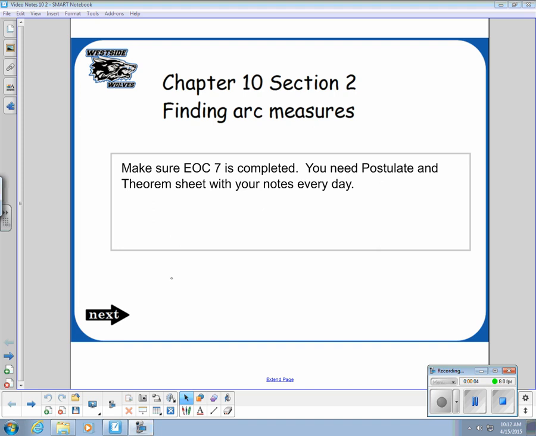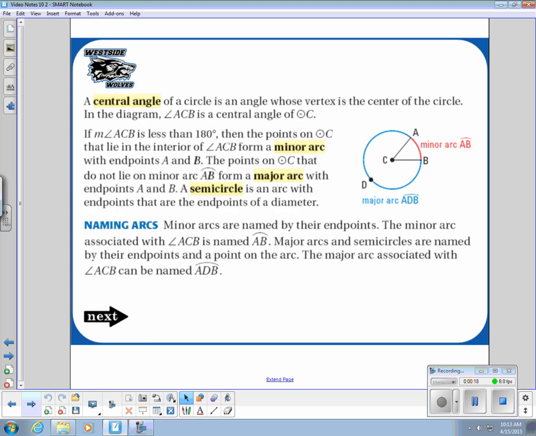Today we're going to do a lesson on finding the arc measures of circles. Make sure you have downloaded and working on your EOC 7 and get that completed. You need your postulate and theorem sheet out whenever we do notes in Chapter 10. Alright, so for today, just a little vocabulary.